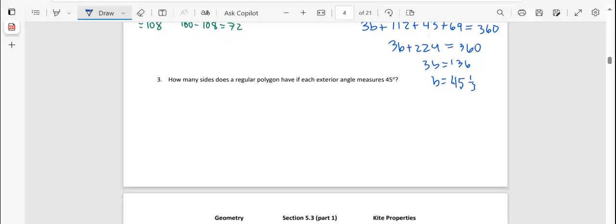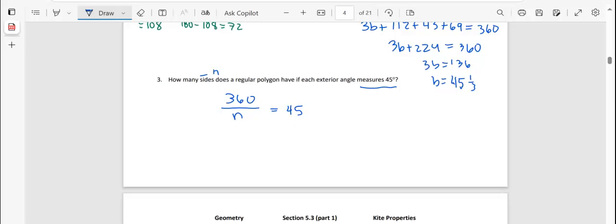Okay, finally, how many sides does a regular polygon have if each exterior angle measures 45 degrees? So we're looking for how many sides, which is n, and I know that any regular polygon has an exterior sum of 360 degrees. But if it's a regular polygon, each of those exterior angles are the same, so I can go ahead and set up this equation. The total exterior degrees, 360, divided by the number of sides, aka the number of angles, has to be 45. So I could set up this equation.